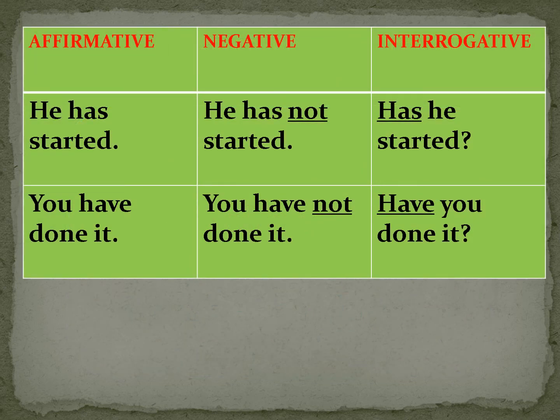Let's take a look at present perfect tense in affirmative, negative, and interrogative sentences. First, affirmative sentences. He has started. You have done it. Second, negative sentences. We use not in it. He has not started. You have not done it. Last is interrogative sentences. Has he started? Have you done it?